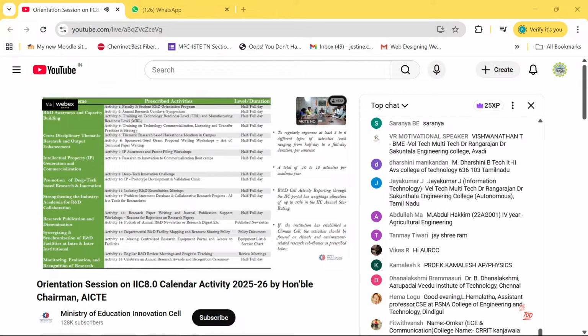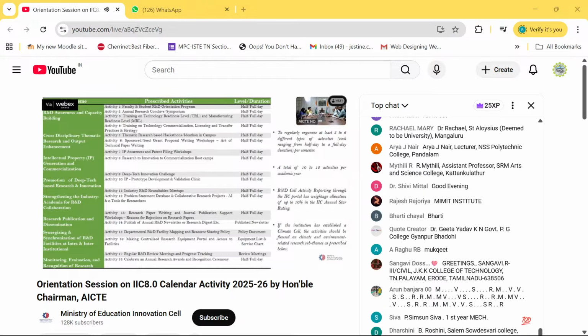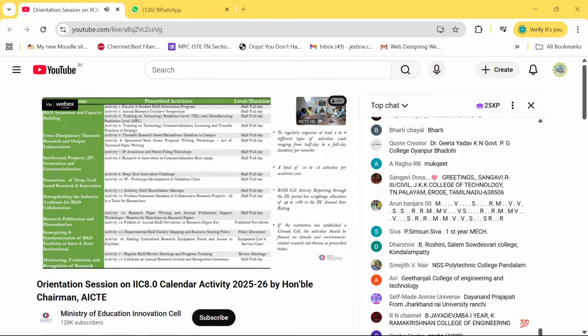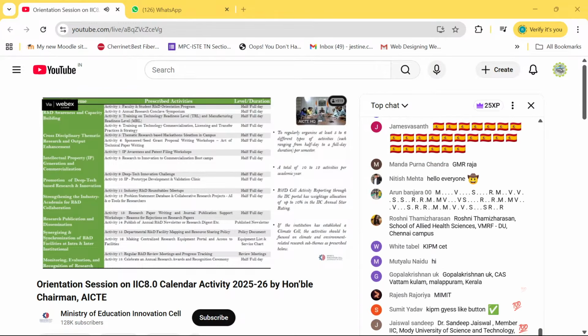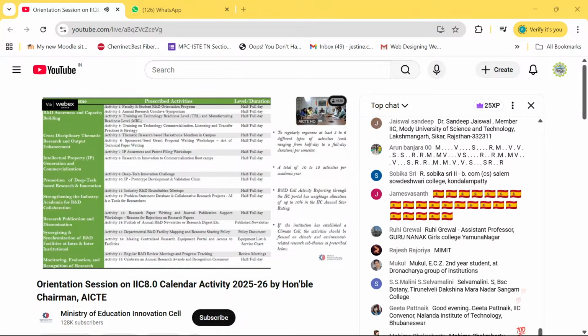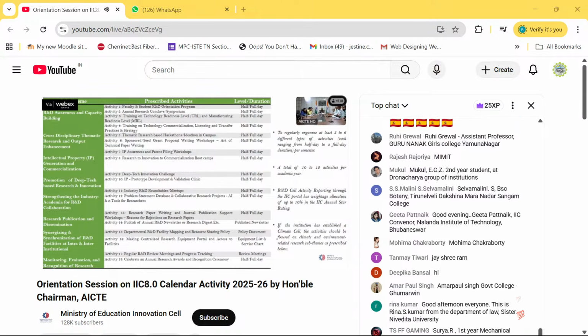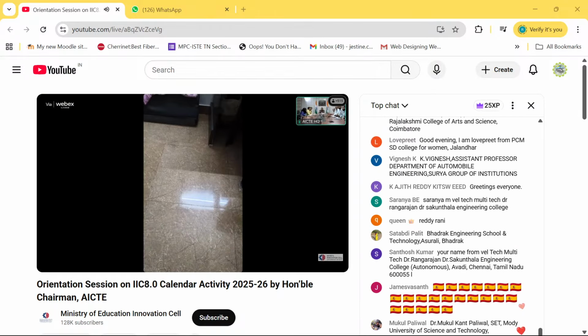And we have developed activities on R&D cells, around 18 activities, and we have classified these 18 activities under different sub-themes like R&D awareness and capacity building, cross-disciplinary thematic research and output enhancement, intellectual property generation and commercialization, promotion of deep-tech based research and innovation, strengthening industry-academia R&D collaboration, and research publication.